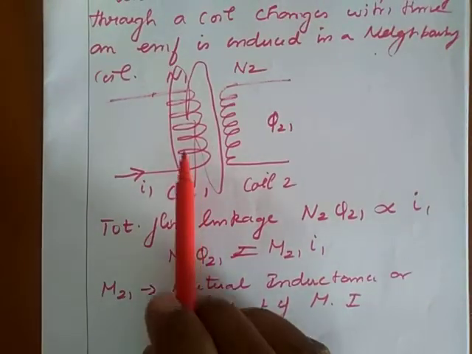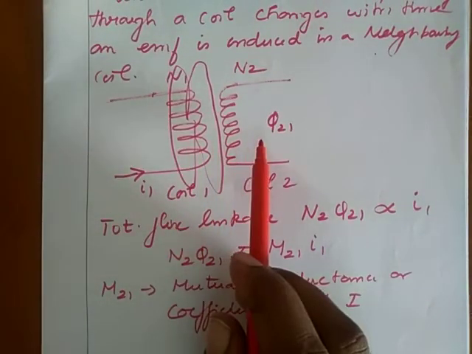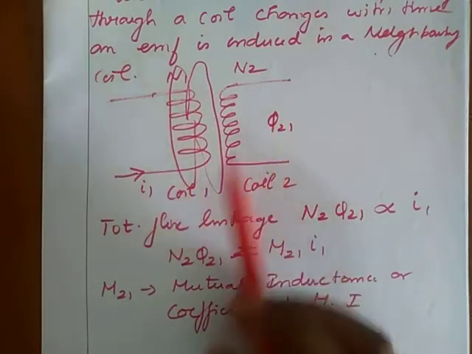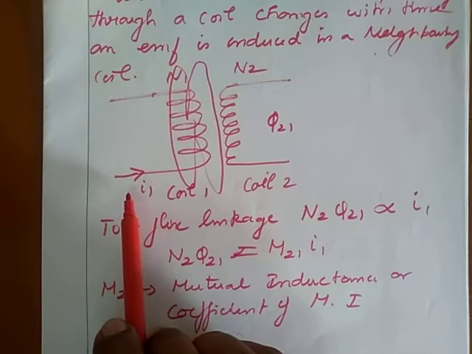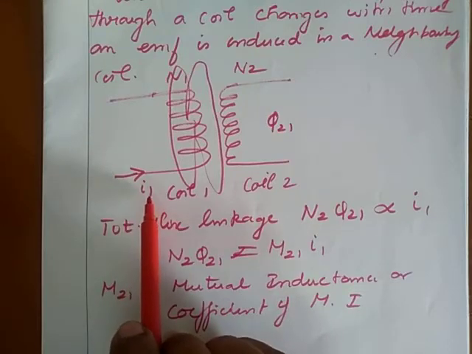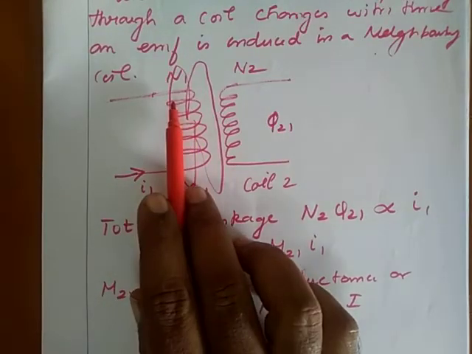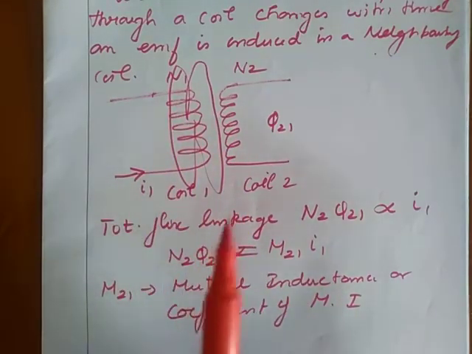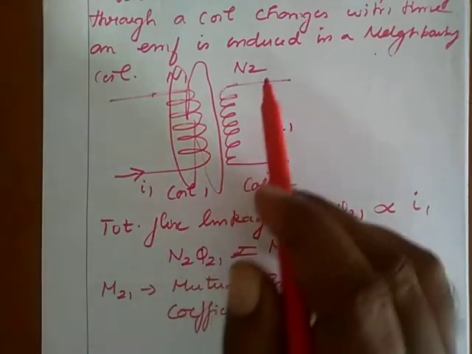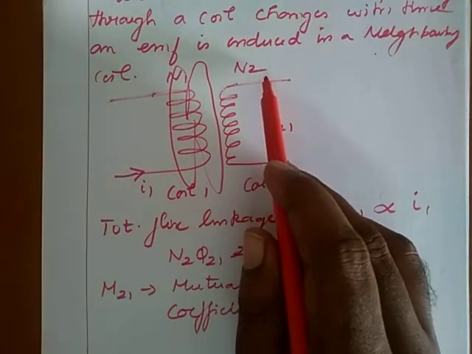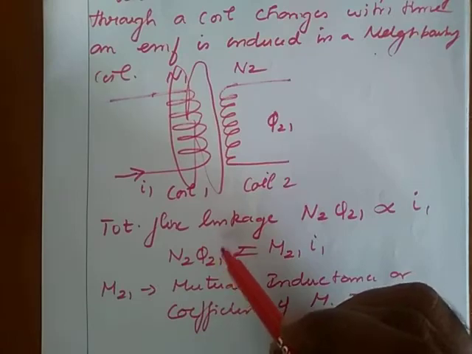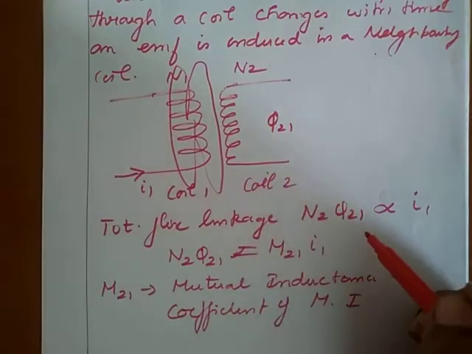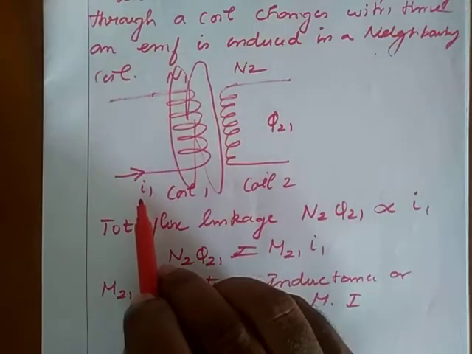Here I consider two coils which are placed in close proximity, that means close to one another. Suppose I apply a current I1 in coil 1 having N1 turns. It produces a magnetic field around the coil. That magnetic field is also linked with coil 2, having N2 turns. Then the total flux linkage in coil 2 is written as N2 phi 21. This is produced only due to the current in coil 1.